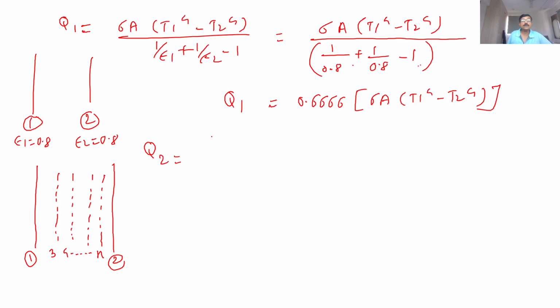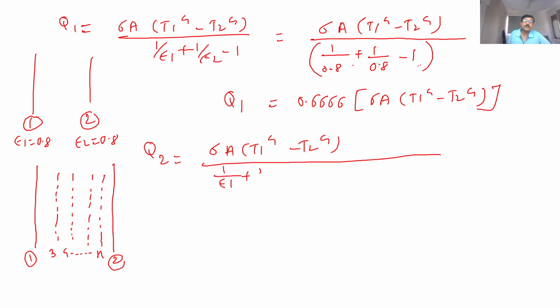So what is the formula? If a number of shields are added and they have the same emissivity, this is given in the formula list, you check it: sigma A (T1 raised to 4 minus T2 raised to 4) divided by (1 by epsilon 1 plus 1 by epsilon 2 minus 1). This is the formula for radiation heat exchange between two surfaces.